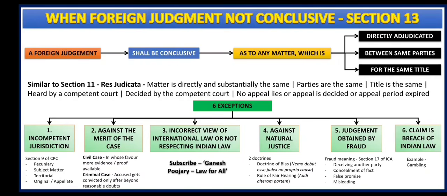But then comes 6 important exceptions. If you see the title of section 13, it says when foreign judgment not conclusive.